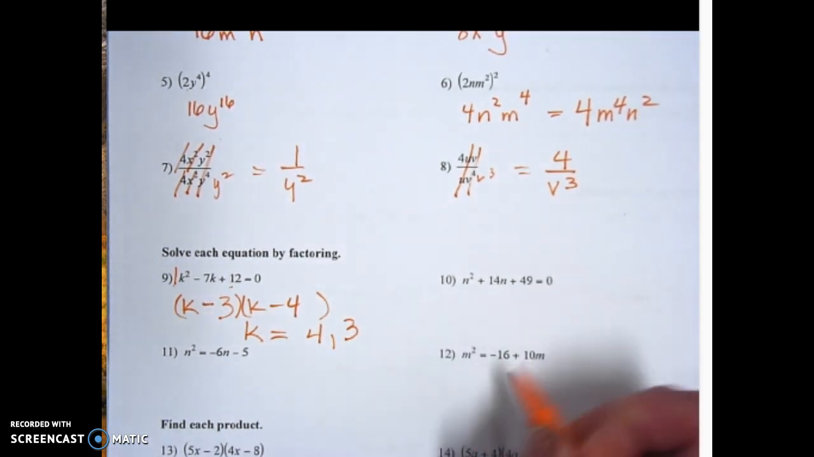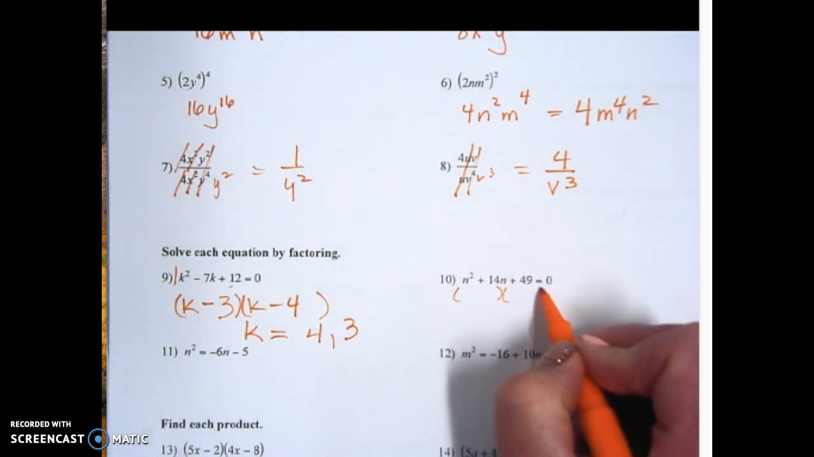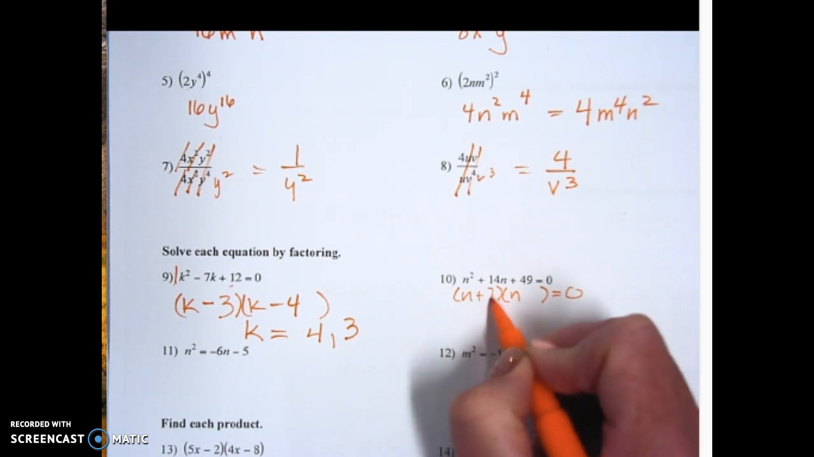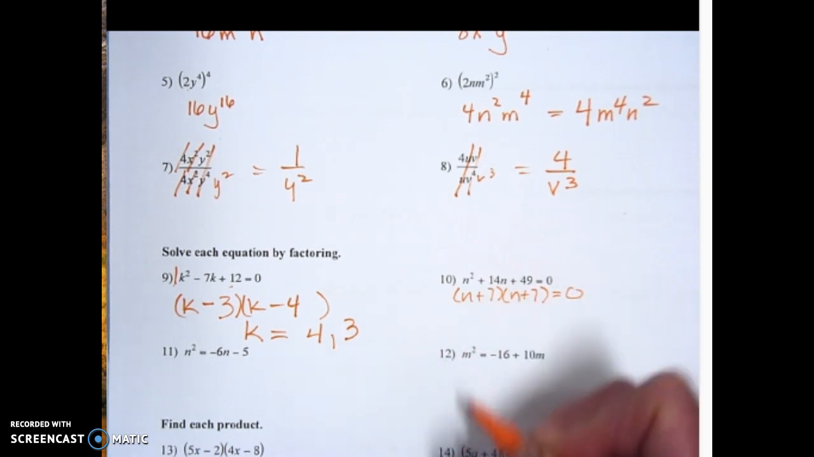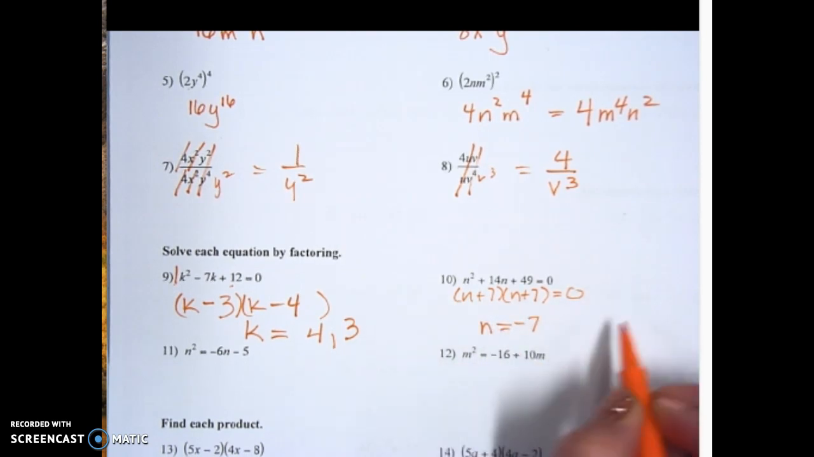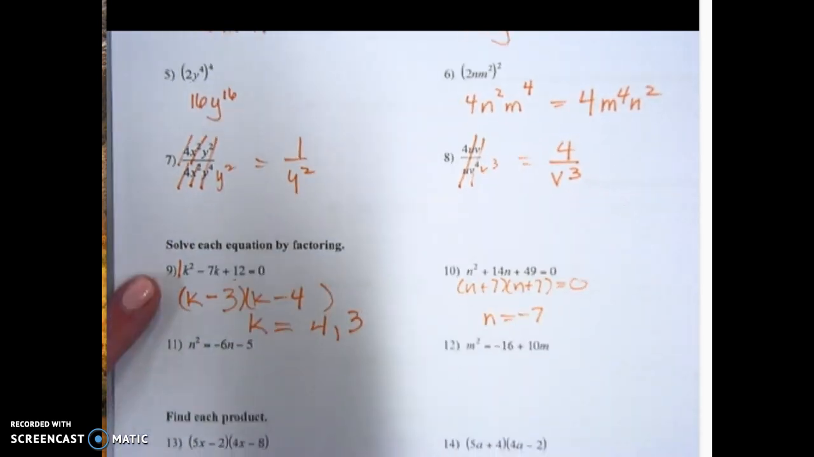Number 10, already set equal to 0. This is easily factorable, so I'm going to have n plus 7 and n plus 7. It does follow one of the patterns. And we get n equals negative 7 twice. If you want to write it twice, but you only have to write it once.